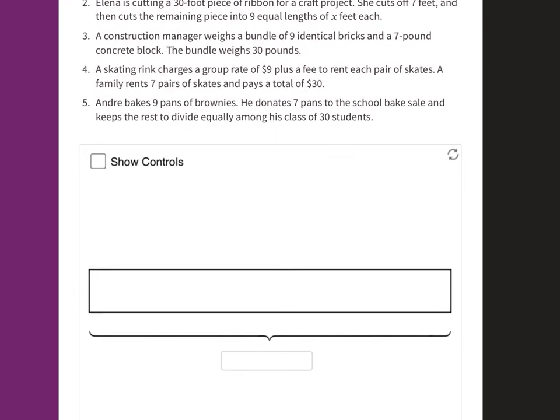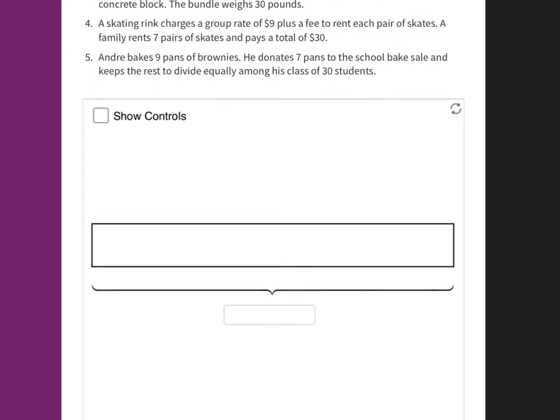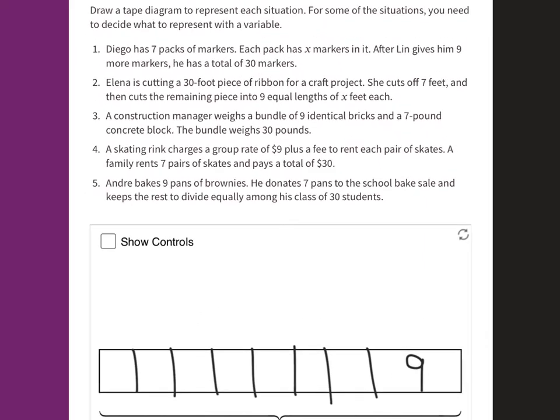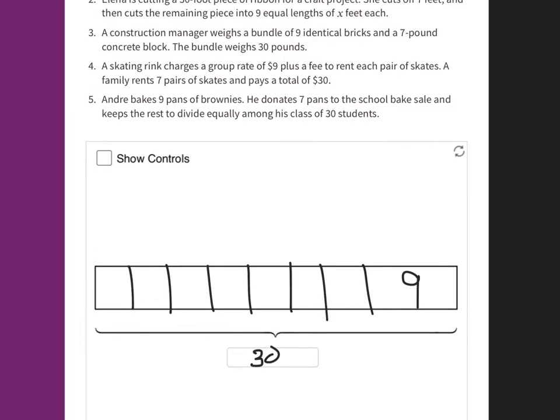So, he has 7 packs, and a total of 9 more. Looking here, we have a total of 30. He has 7 packs, so 1, 2, 3, 4, 5, 6, 7. And then his friend gave him 9, right? So we don't know how many are in each box, right? Each pack has X, so we can mark X here with all of these. X, X, X, X, X, X, X. Okay? So there's my tape diagram. Is that all it wanted me to do? Draw a tape diagram. There you go. So that's what it looks like.